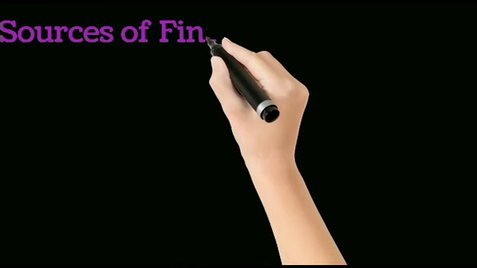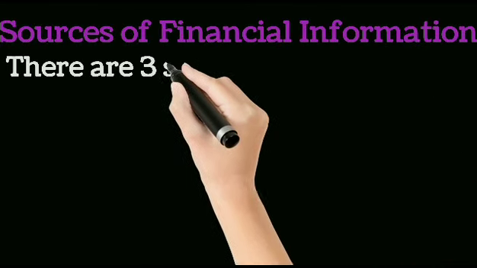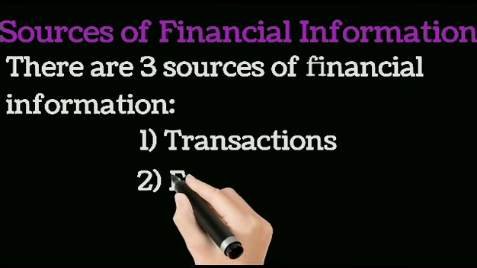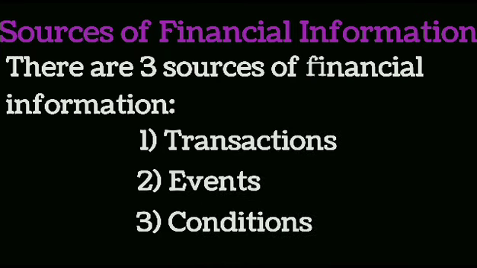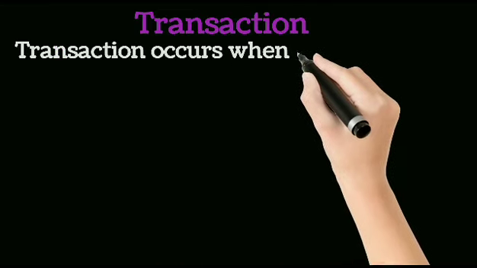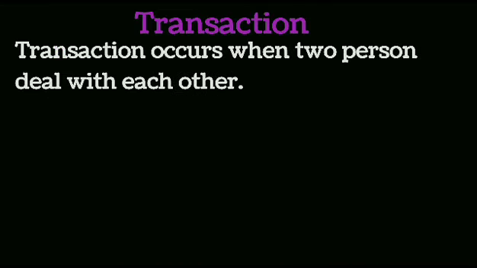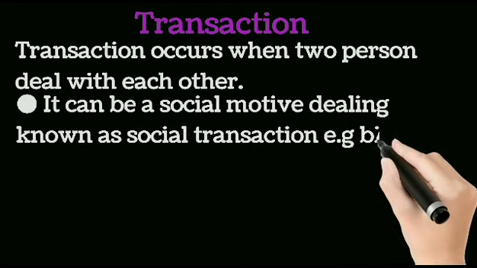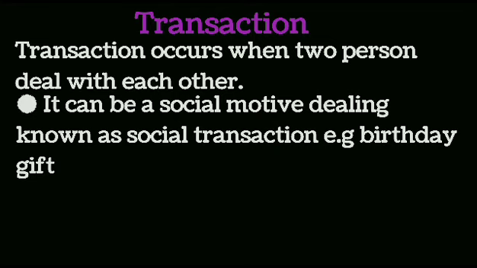Moving to the next topic, sources of financial information. There are three sources of financial information: transactions, events, and conditions. What is a transaction? A transaction occurs when two persons deal with each other. It can be a social transaction or an accounting transaction. In a social transaction, individuals exchange non-monetary resources. For example, exchange of a birthday gift is a social transaction.